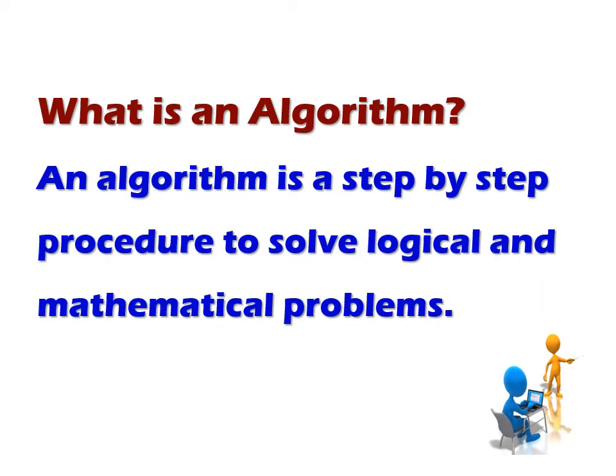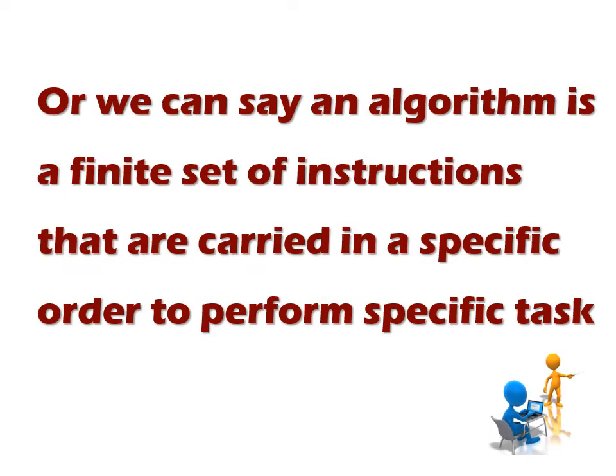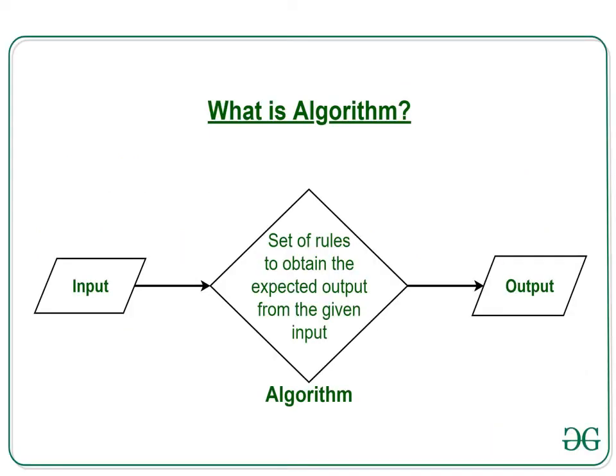As you know, every problem has a solution. Likewise, an algorithm is also a step-by-step solution of a problem. How do you define it? An algorithm is a step-by-step procedure to solve logical and mathematical problems. Or we can say an algorithm is a finite set of instructions that are carried out in a specific manner to perform a specific task. Here, one diagram is there.